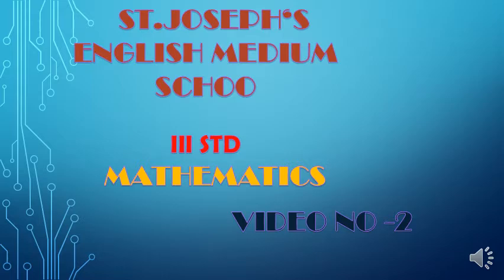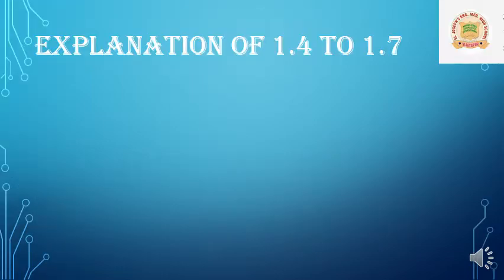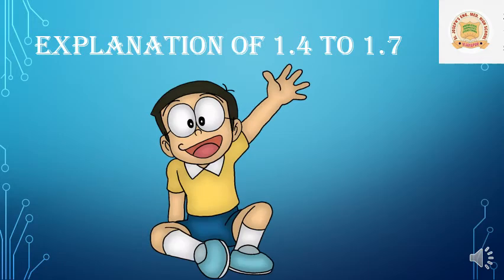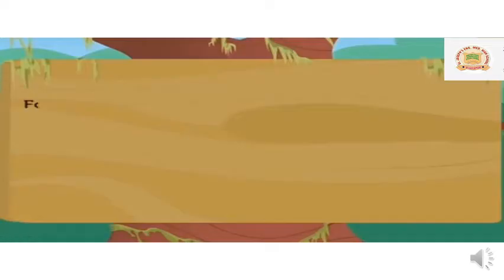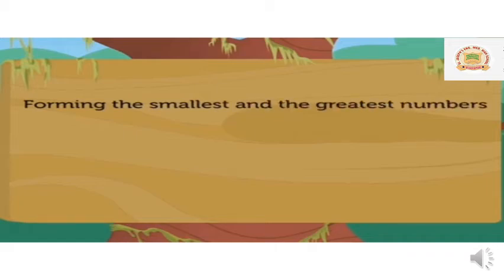So let's start. Here you're going to learn unit number 1.4 to 1.7. In that I'm going to explain forming 4-digit numbers, place value and face value, expanded notation and standard form. Here we are going to learn how to form numbers with the given set of digits.